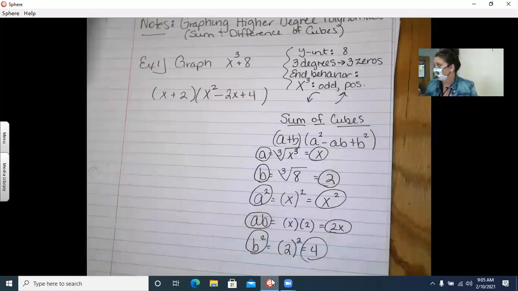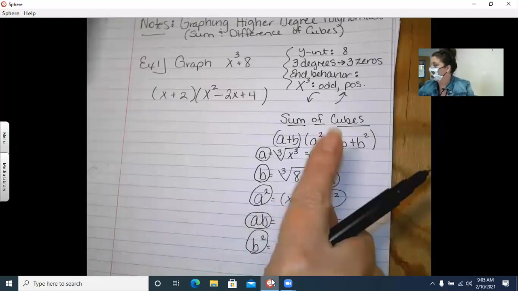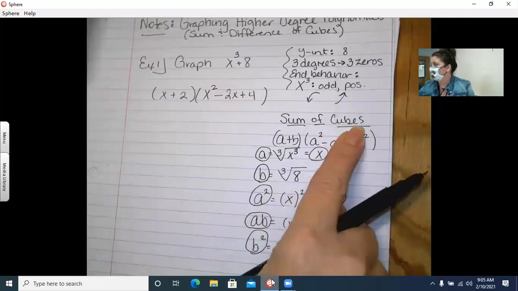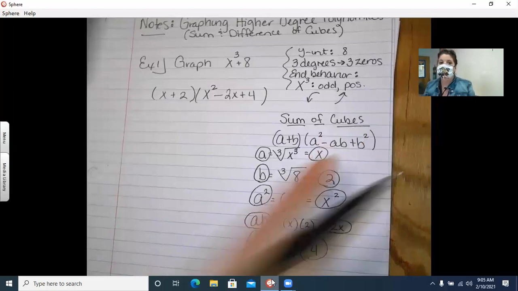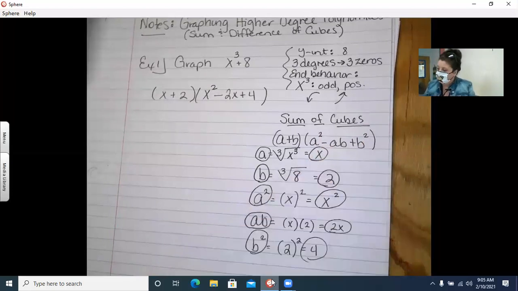The 2x or the negative part? Okay, so the identity says whenever you have a sum of cubes, the middle term, the ab, you're going to subtract it. When you have difference of cubes, the middle term, you add it. Okay? All right, so how many solutions am I supposed to find?